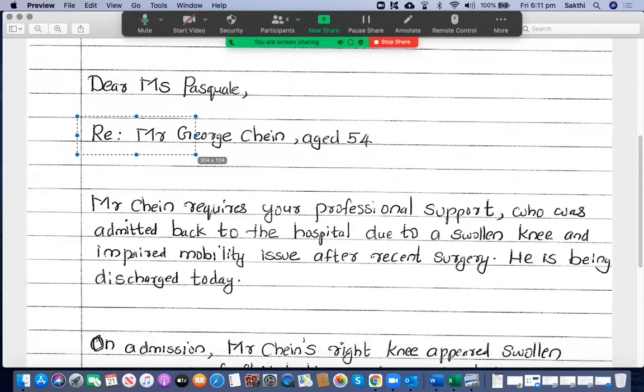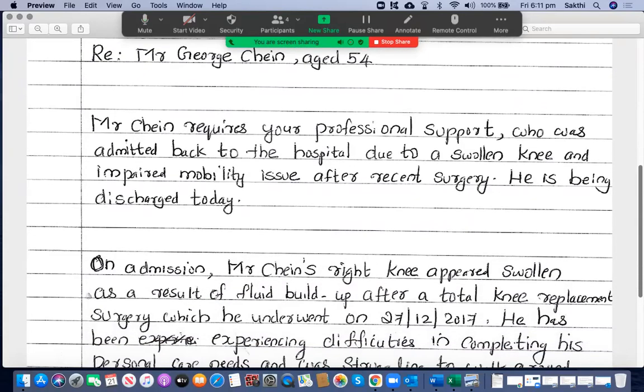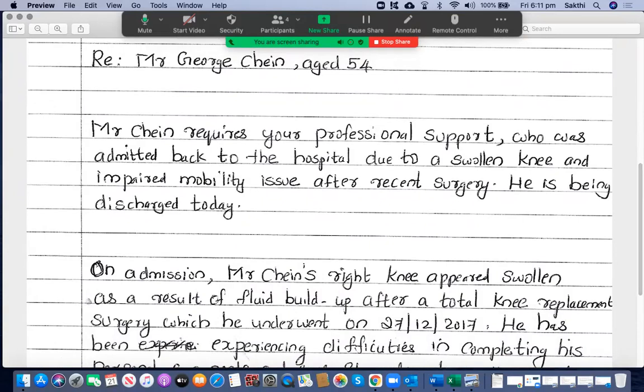And then the reference details of the patient, which is good. So you are able to give a blank line between them, which makes your letter neat and clean. I'm very happy with that. But you don't need to leave two lines in between. So one line is okay. Mr. Shein requires. Did you spell the words correctly? I think that's all right.